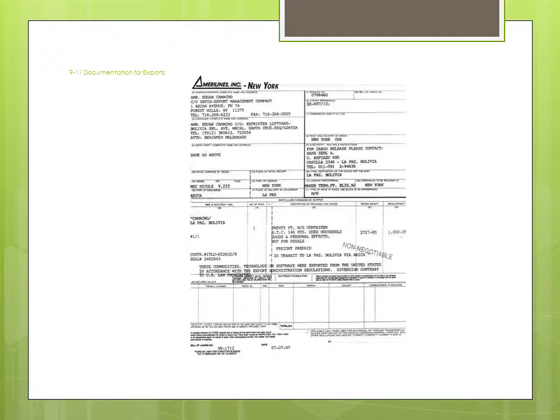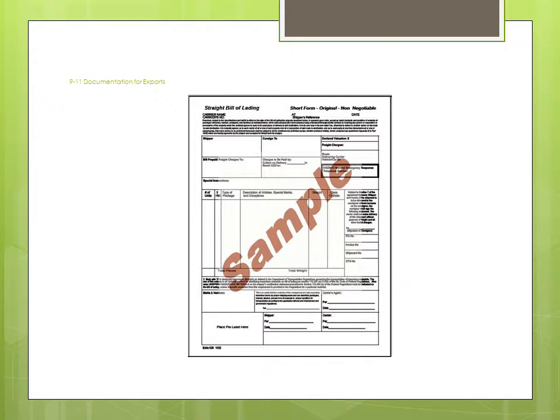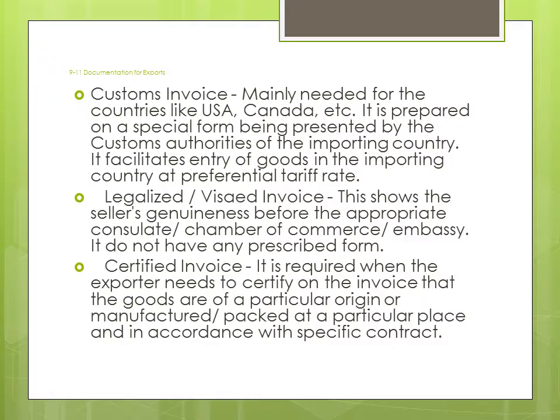Here we see the bill of lading. This is a copy of the certificate of origin. This is a sample of the bill of lading. Customs invoice is mainly needed for countries like USA, Canada, etc. This invoice is prepared on a special form presented by the customs authority of the importing country. It facilitates entry of the goods in the importing country at a preferential tariff rate.